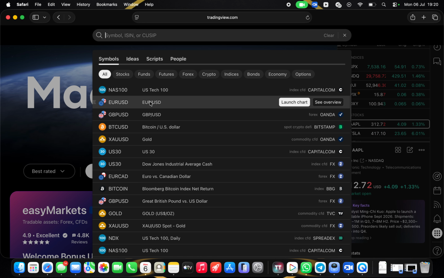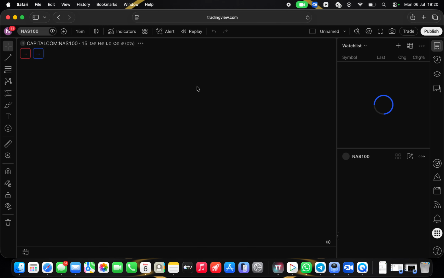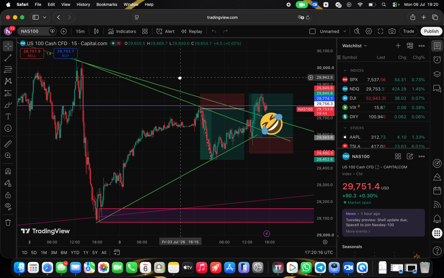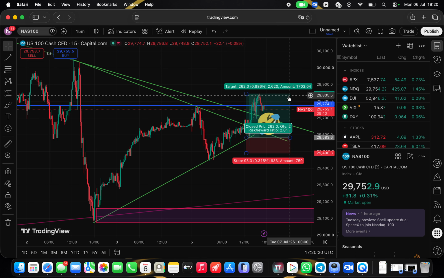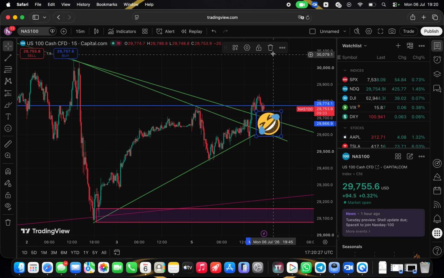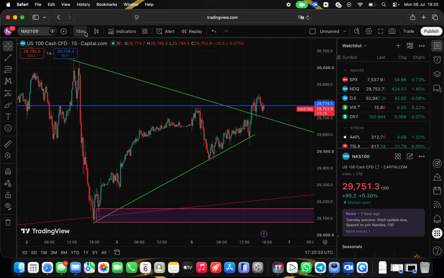Okay, let's look at Nasdaq. It's Nas 100 or US Tech 100. So what I'll do, I'll launch the chart. Okay, there we go. The chart is launched. Let me just remove these things for now, because I was just doing some analysis during the day. I'll also remove these trend lines. As you can see, this is how you also take out some things that you no longer need.